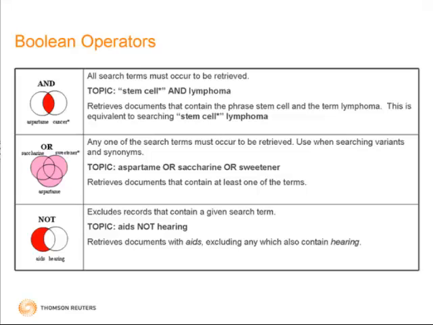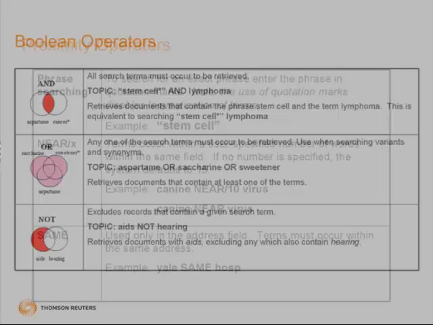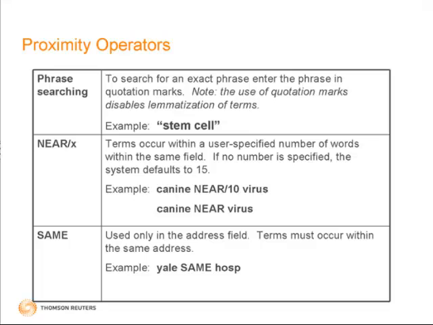The NOT operator excludes terms from your search. AIDS, not hearing, will retrieve records about the disease AIDS and not hearing aids. Proximity is a way to specify how close one term should appear to another. If you would like to search for an exact phrase, enter it in quotation marks.